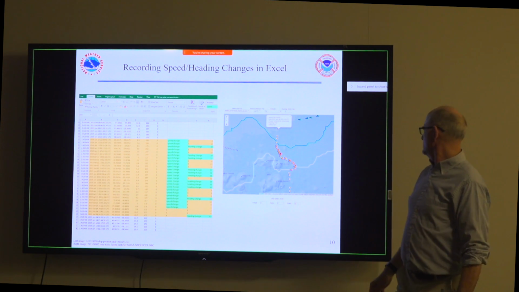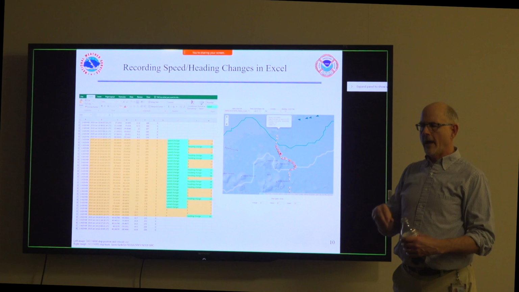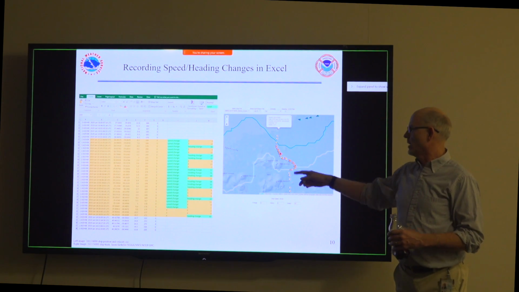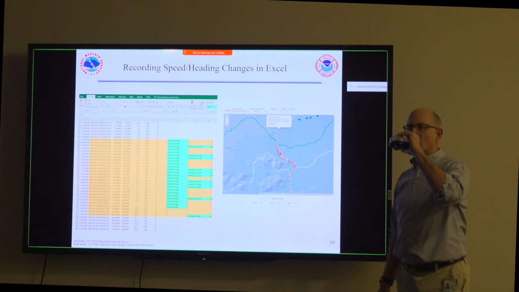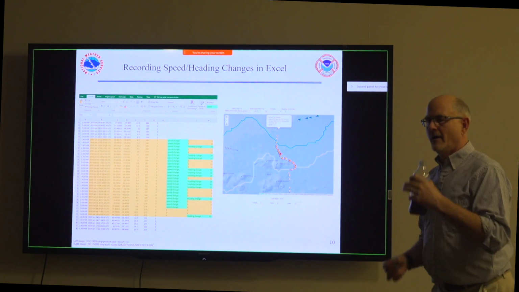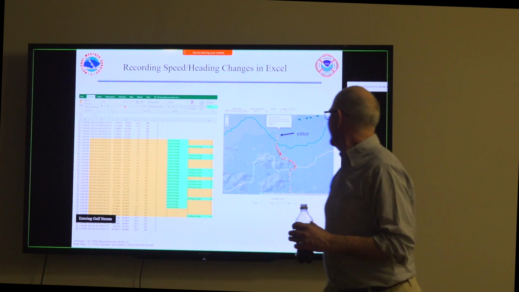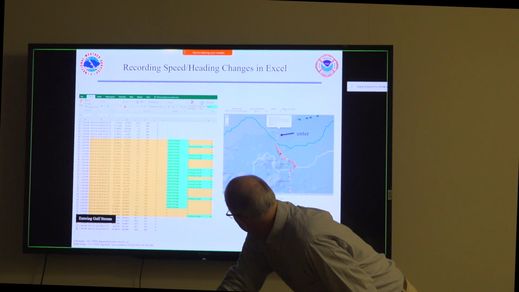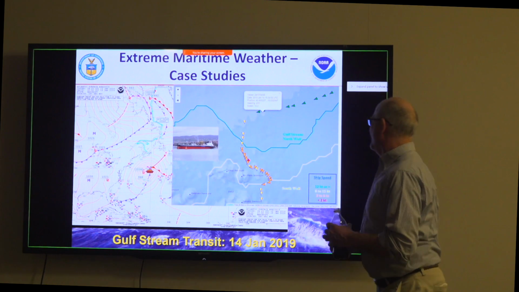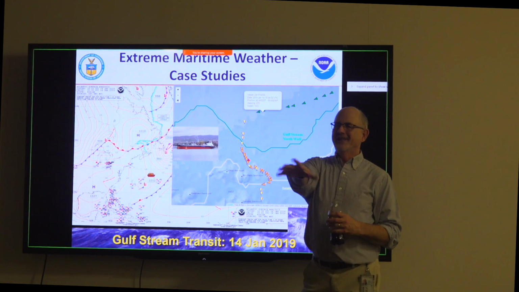So are they on autopilot? They may be. If they're in conditions like this, they're probably self-steering. So why is it heading west when it wants to go south? Let's look at the weather. Okay, we're going to get to the answer.